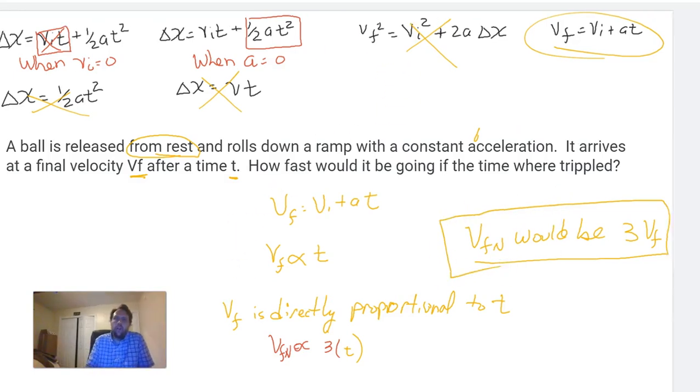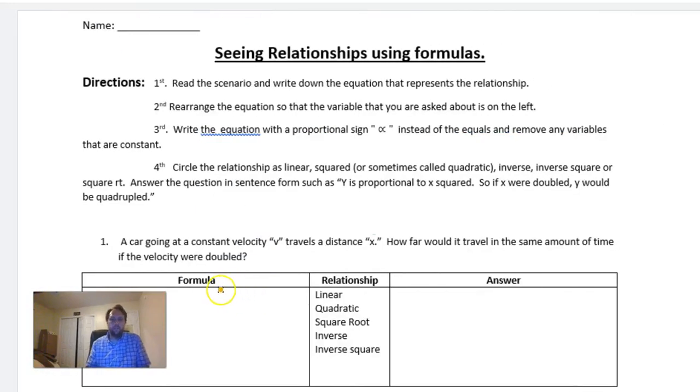So you're going to now go ahead and try this with this assignment. The directions: read the scenario, write down the equation that represents the relationship. Rearrange the equation so the variable that you are asked about is on the left. Write the equation with the proportion sign instead of the equals, and remove any variables that are constant, make them equal 1. Circle the relationship as linear, squared, sometimes called quadratic, inverse or inverse square.